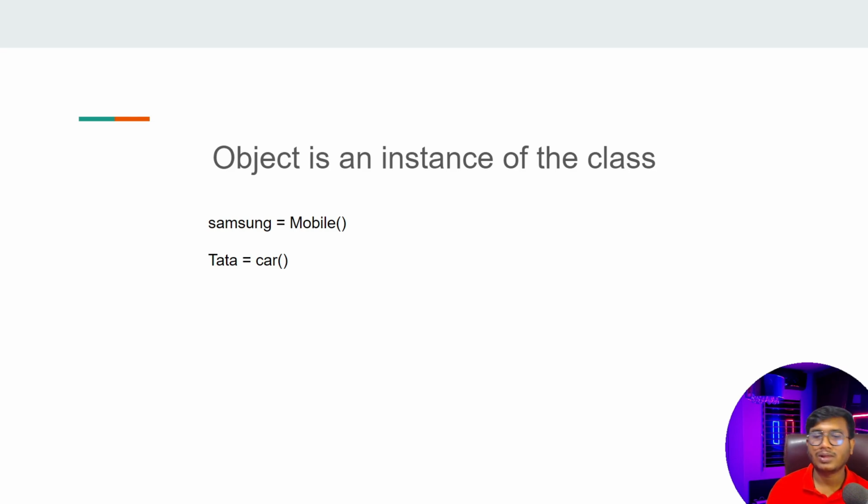Now in the next video, we'll try to write our first class inside Python, and we'll see how we can write the class, and inside the class how we can define our properties, like the data property as well as the functional property.